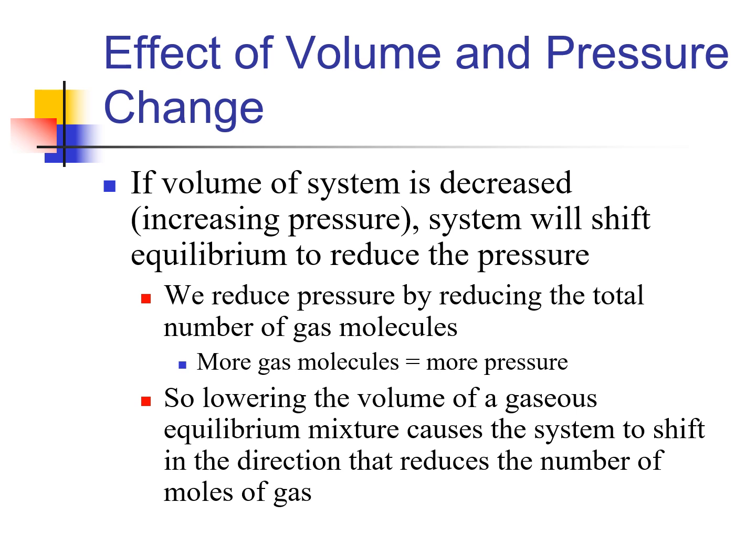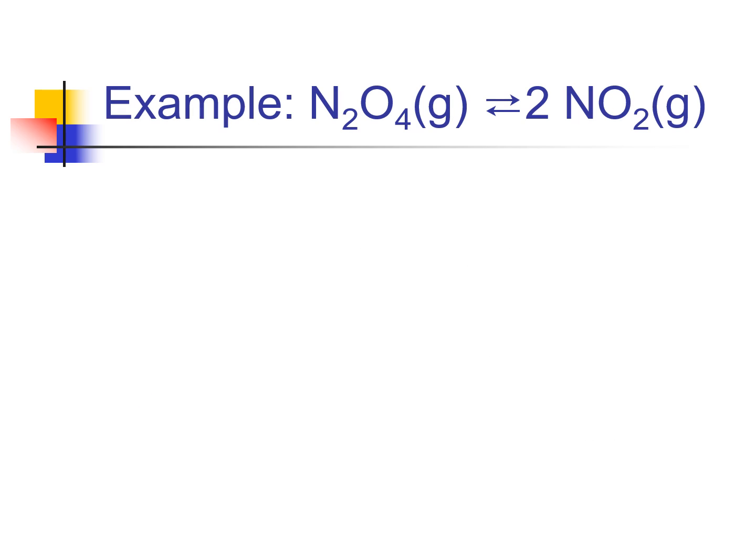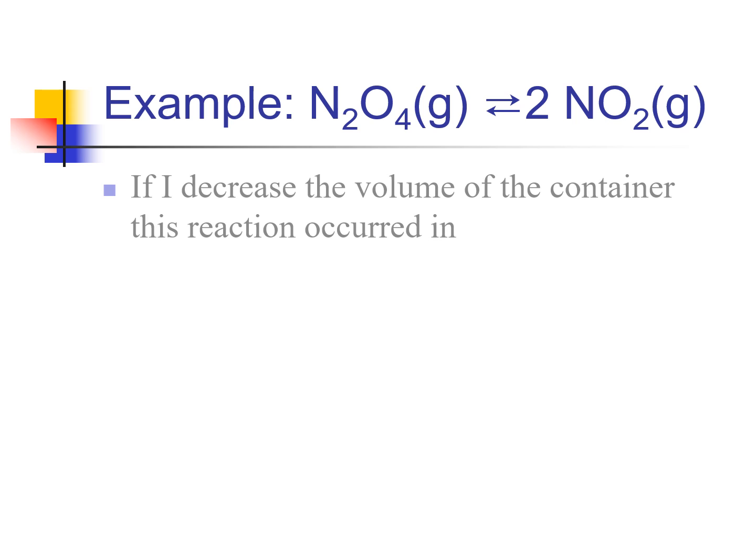So lowering the volume, which increases the pressure, causes the system to shift in the direction that reduces the number of moles of gas. And this is purely in terms of coefficients, the stoichiometric coefficients of gases. So here's our example. We have N2O4 on the left with a coefficient of 1. We have NO2 with a coefficient of 2 on the right. They're both gases, so that's all we care about.